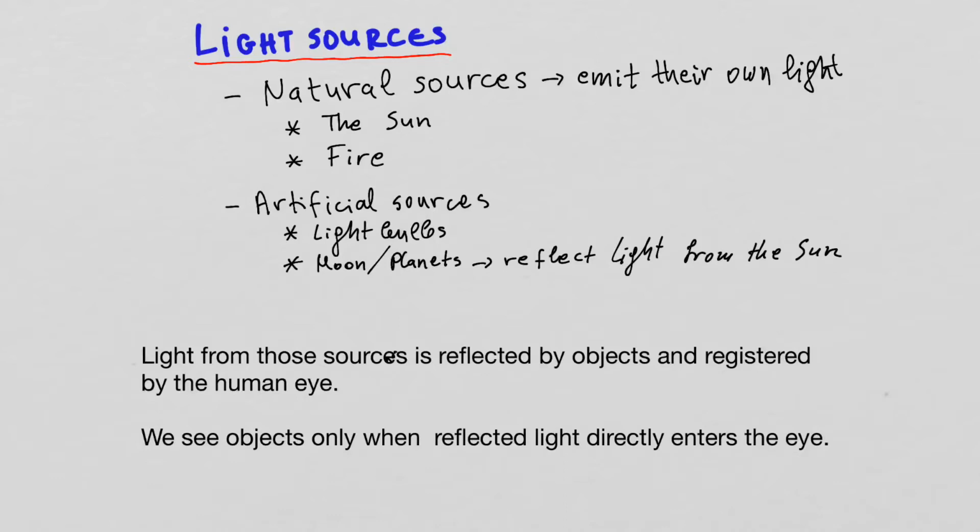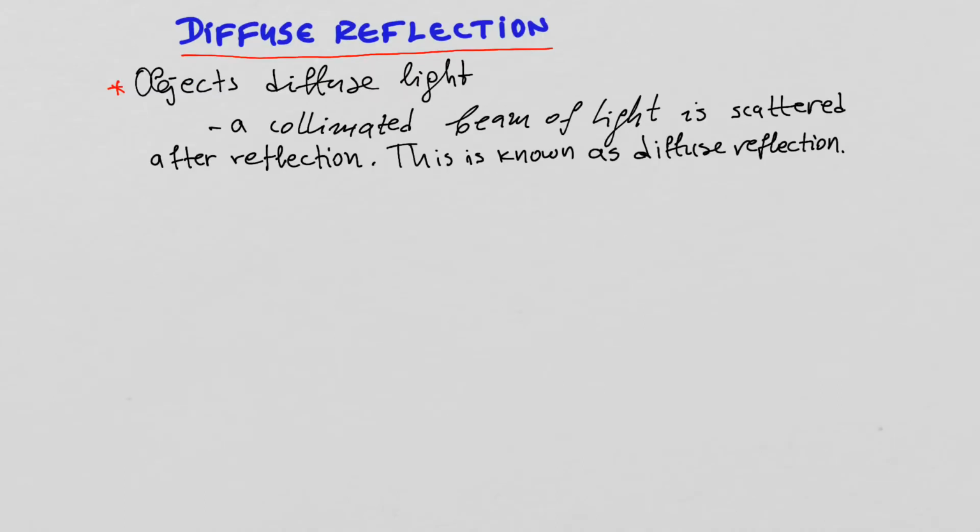And so we can only see objects that are actually in front of us or in our field of vision, and we cannot see objects that are behind us since the reflected light does not fall onto our eyes. So how do objects reflect light? Well, the reflected light is diffused.